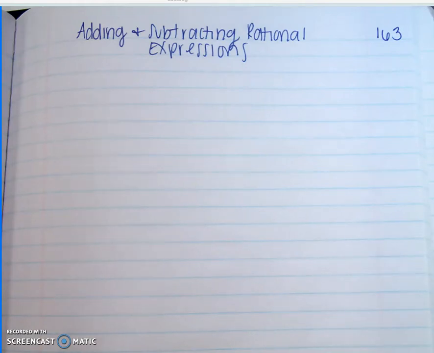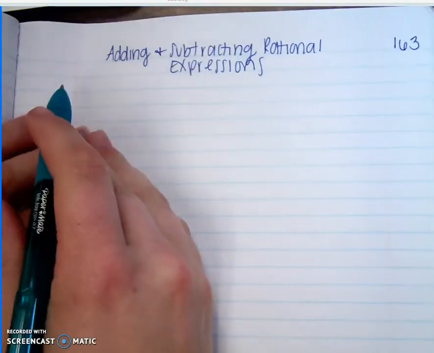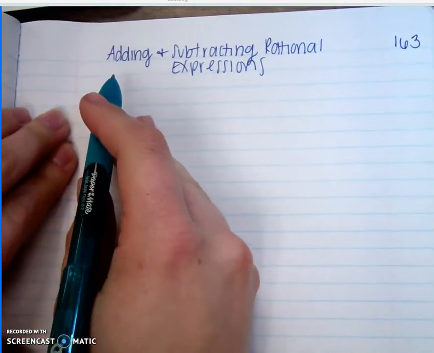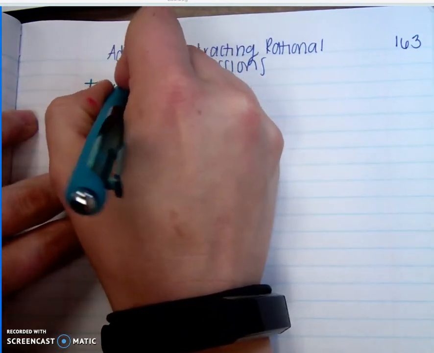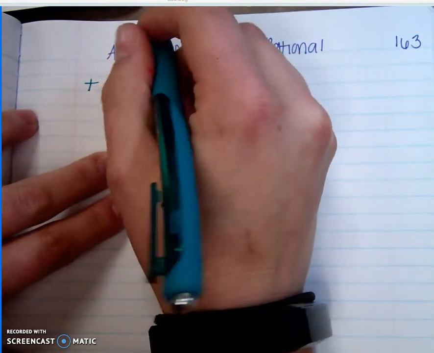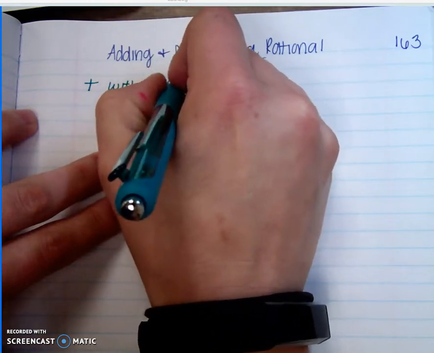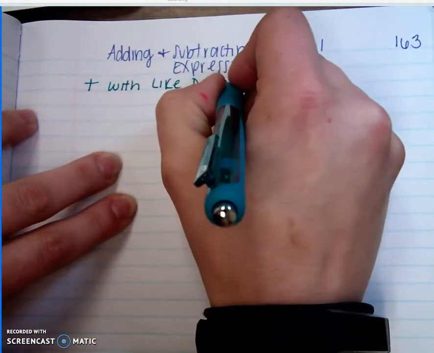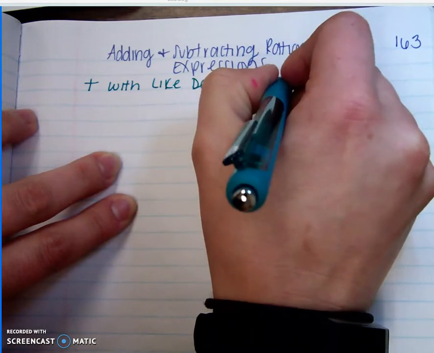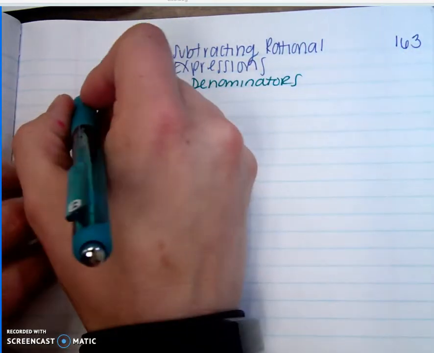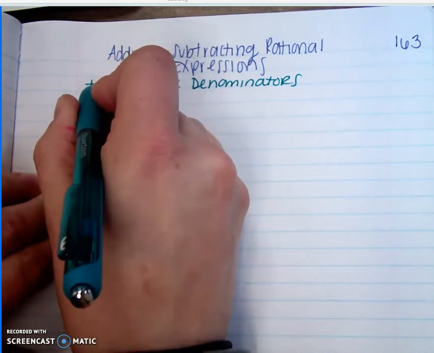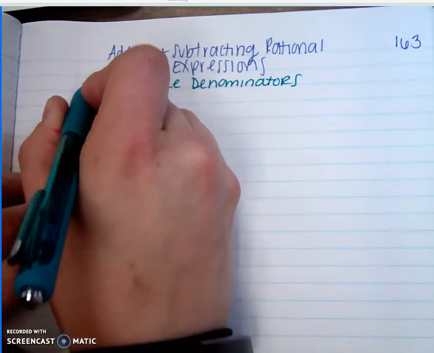All right, this lesson is on adding and subtracting rational expressions. The first thing that we're going to look at is adding with like denominators. Obviously, if the denominators are the same, we're going to add those numerators and just keep the denominator.